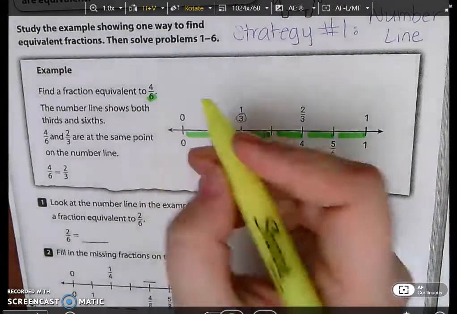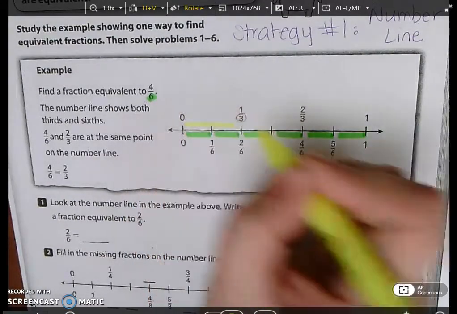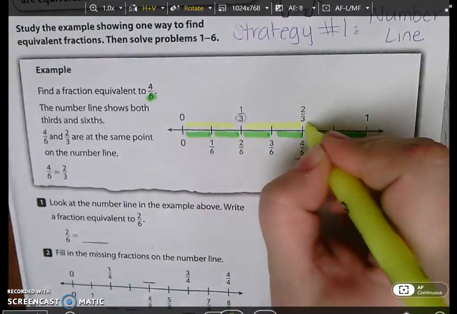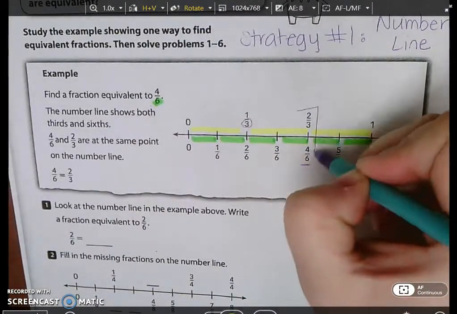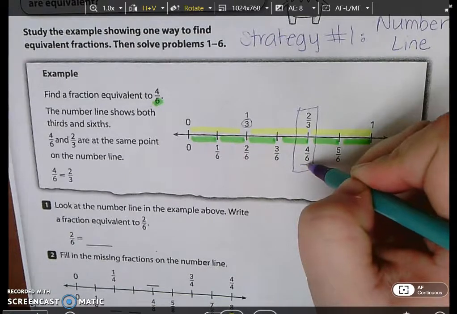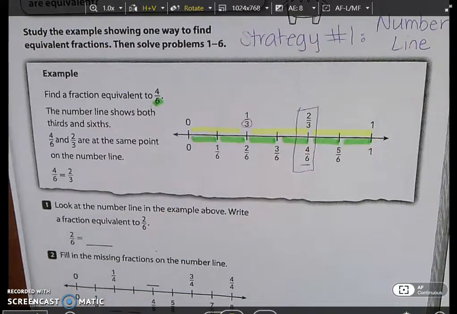And we're trying to find the third that's equivalent. So that's divided into thirds. So 1 section, 2 sections, 3 sections. So if you look, we can see that 4/6 and 2/3 are on the same place in the number line. So we know that those two are equal, like it states here.